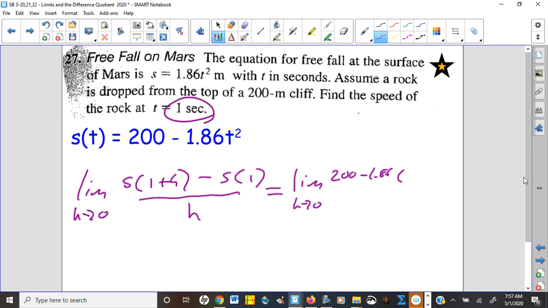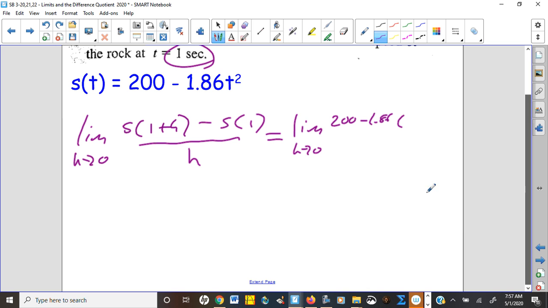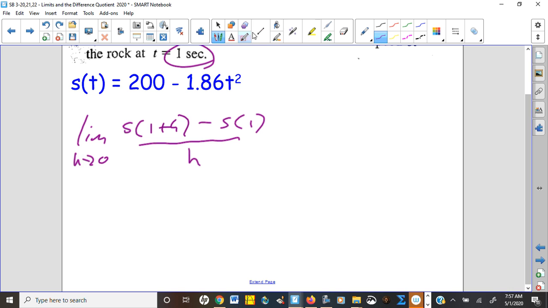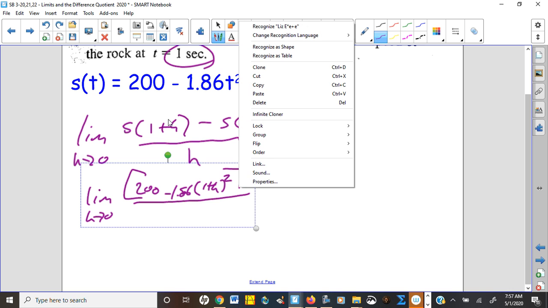I'm probably not going to get this to fit. I'm going to move it. Oh, it's all stuck together. I'll just rewrite it. All right. So the limit as h goes to 0 of 200 minus 1.86 times 1 plus h squared. This whole thing right here is s of 1 plus h.